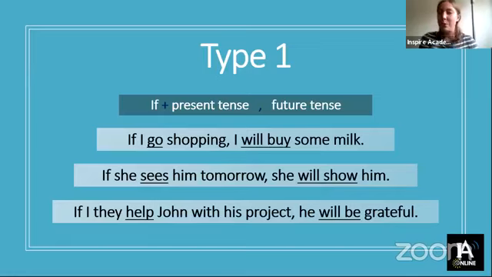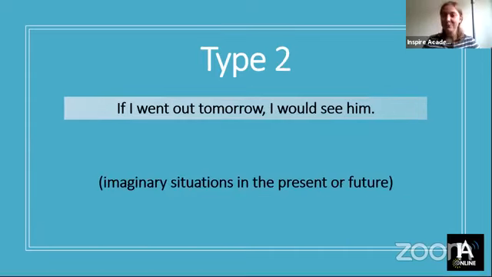If I go shopping, I will buy some milk. If she sees him, present tense, she will show him, future. One more. If they help John with his project, he will be grateful. Good. So let's move on to type 2. This is to show imaginary situations in the present or the future.